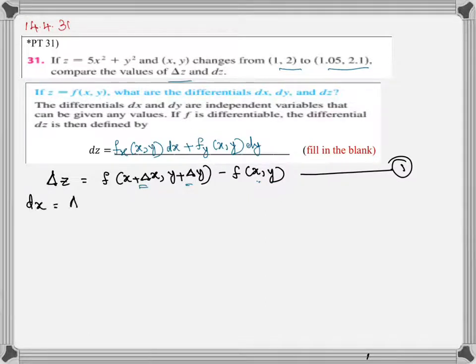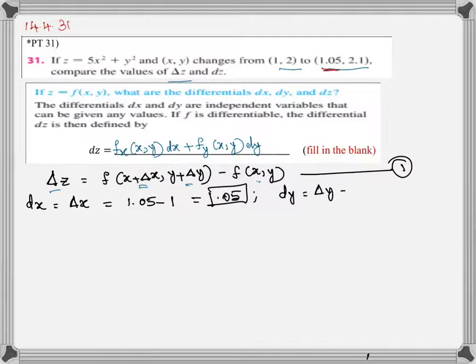So we got these two, delta z and dz. Let's find out dx. dx is an independent variable which can be given any value. We assume normally dx and delta x to be the same, and also dy and delta y to be the same. So what we need to determine is dz, the differential of z, and delta z. So dx, delta x, is 1.05 minus 1, the new value of x minus the original value of x.